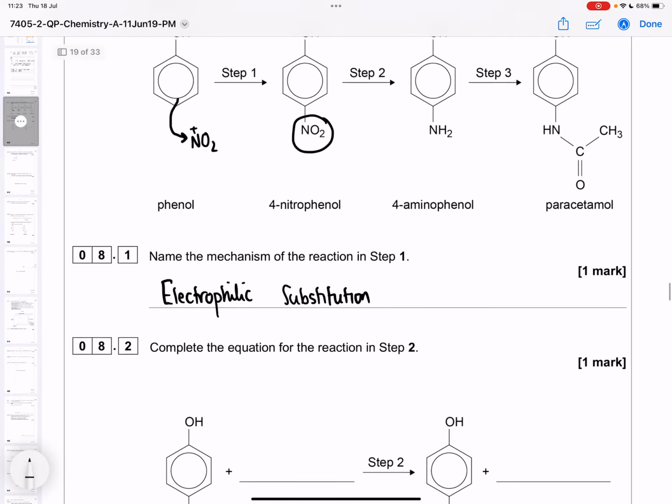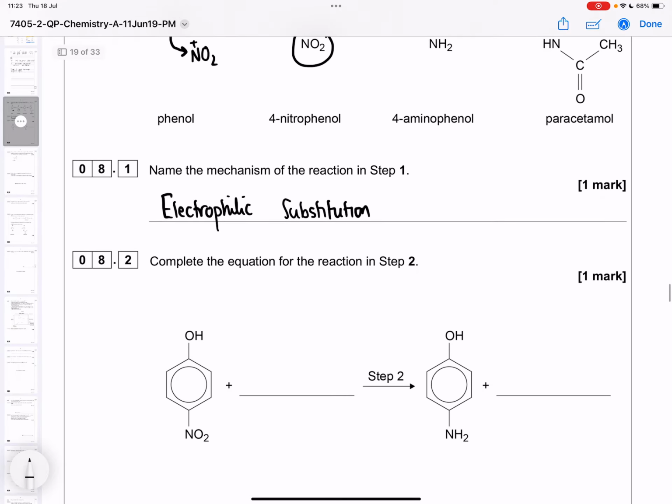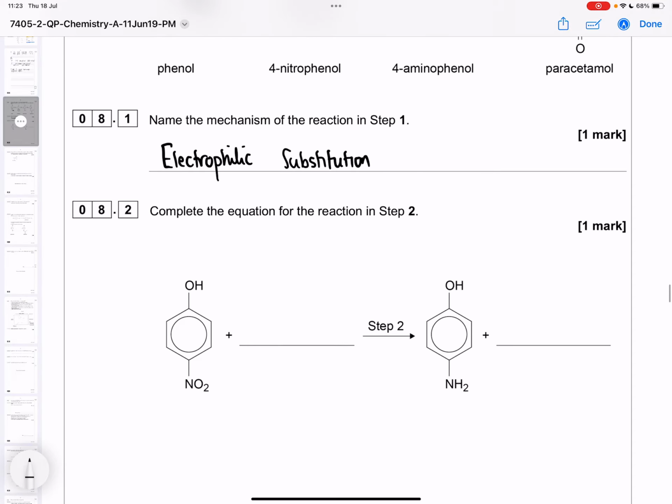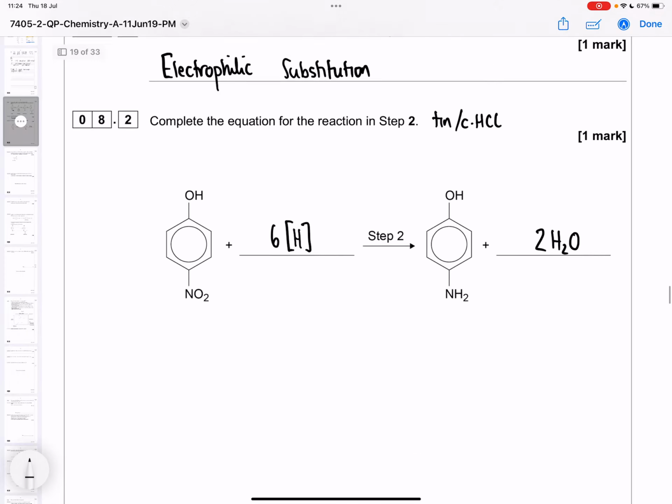Equation for step 2, where an aromatic nitro becomes an aromatic amine. That's using tin and conc HCl. And that's a reducing agent. If you remember this equation, if you don't remember it's 6 H's, you know it's a reducing agent, H in square brackets. You can see that 2 oxygens have had to come off as waters, so there'll be 2 waters, and then if you balance the hydrogens, you get the 6.